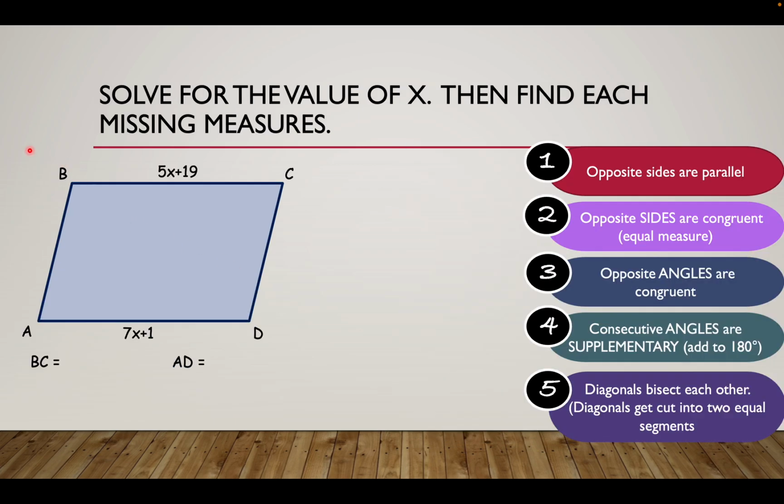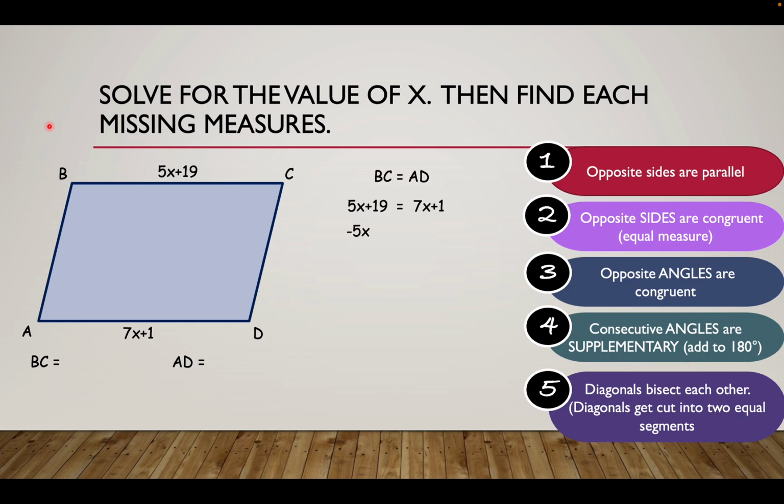Now we can use these properties to solve for the value of x. Whenever we have to solve for x, we need to come up with an equation. Here I'm dealing with side lengths of a parallelogram. I know opposite sides are congruent, which means I can set BC equal to AD. So 5x plus 19 equals 7x plus 1. And now I have to solve this equation with x's on both sides.